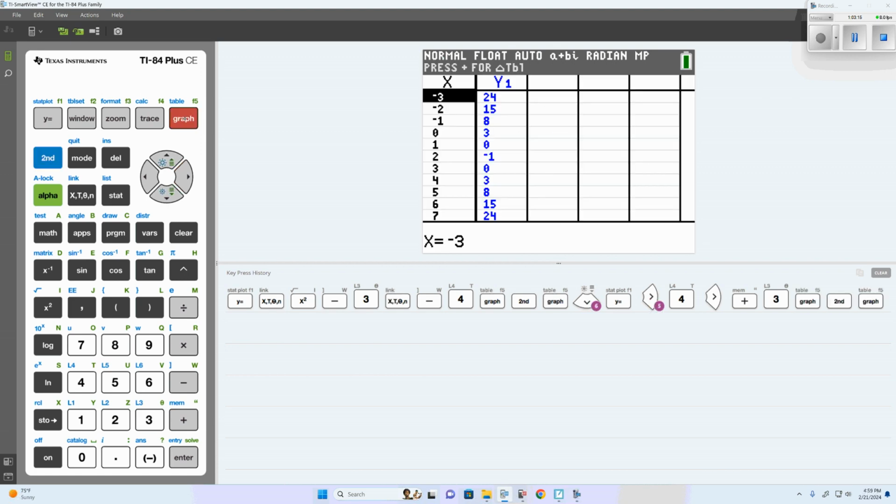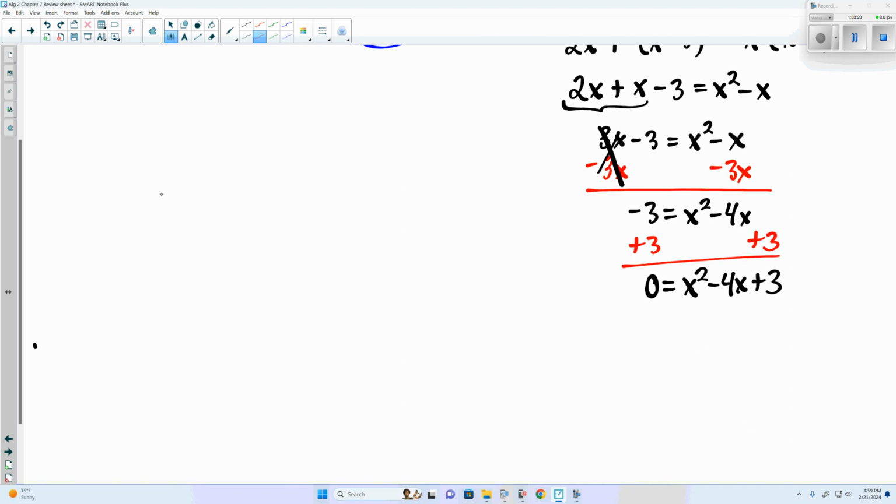You see it crosses the x-axis in 2 spots. We're trying to find out what values of x make the y value 0, which is positive 1 and positive 3. So here x is equal to 1, x is equal to 3. And that's it.